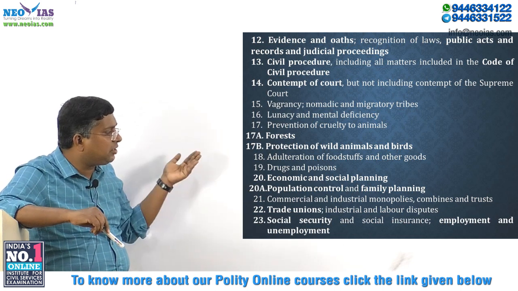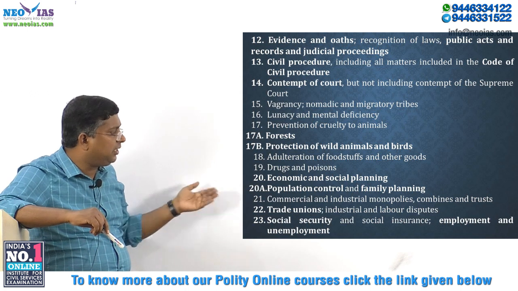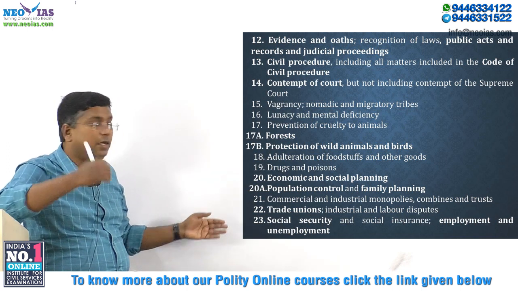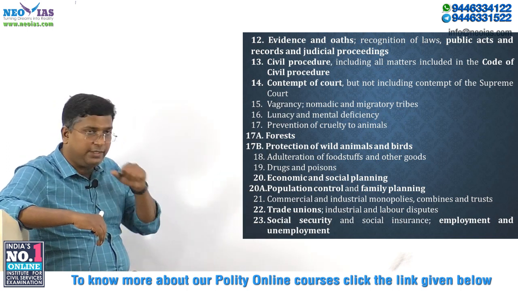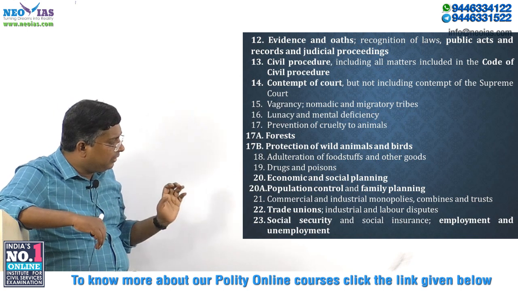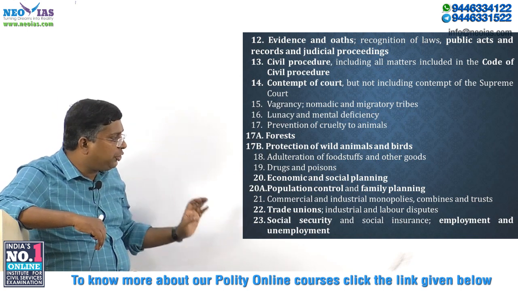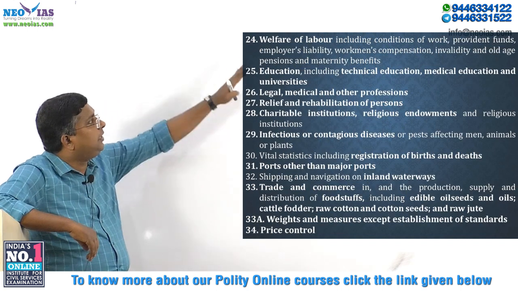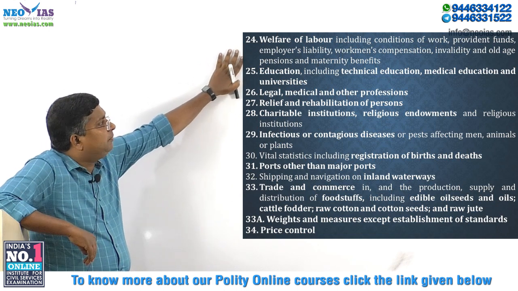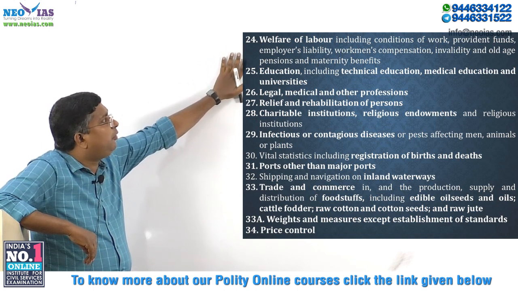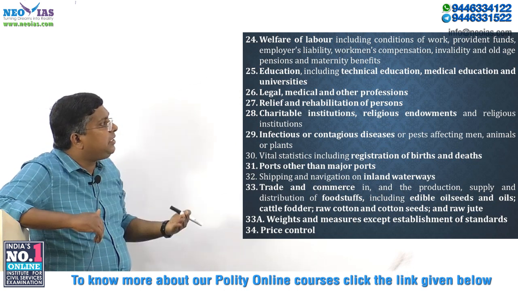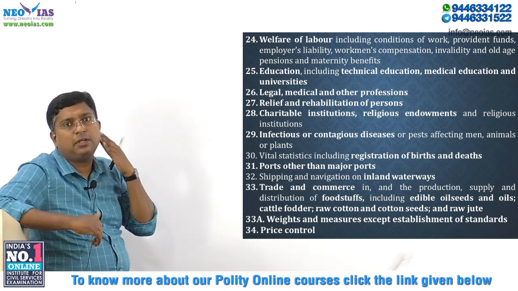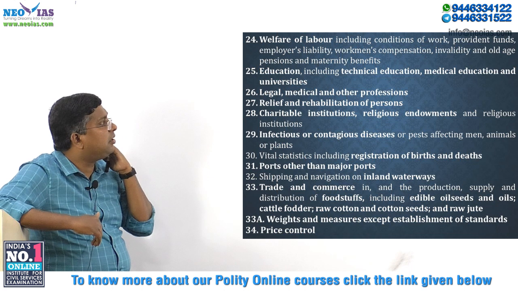Then commercial and industrial monopoly, combines and trust comes under the concurrent list. Trade union, very interesting, trade union comes under the concurrent list. Industrial and labor dispute comes under the concurrent list. Then social security, social insurance, employment, unemployment. So employment, unemployment comes under the concurrent list. Then welfare of labor, including conditions of work, provident fund, employers' liability, workmen's compensation, invalidity and old age pensions and maternity benefits. Old age pension, maternity benefit comes under the concurrent list.